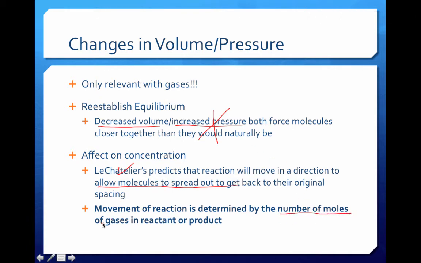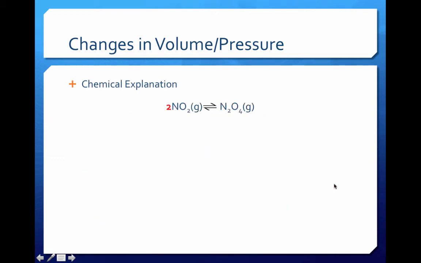This is determined by the number of moles of gases in the reactant or product. By changing the number of moles of gases, that's going to change the spacing and get us back to the original condition where molecules are spaced more naturally. Now let's see if we can explain this a little bit. And to explain it, I have a very famous equilibrium reaction here. This is nitrogen dioxide reacting to form dinitrogen tetraoxide. This is very famous because in this particular scenario, it's only one reactant and one product.